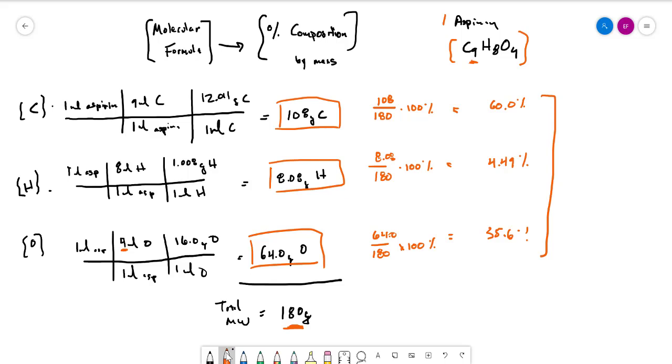But it's more common to actually go the opposite direction, where you have an unknown compound, you know its percent by mass by using a CH analyzer, and you need to use that to work out what is the molecular formula, which is what we did just a couple minutes ago.